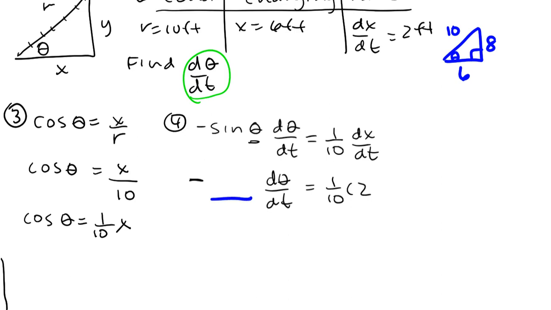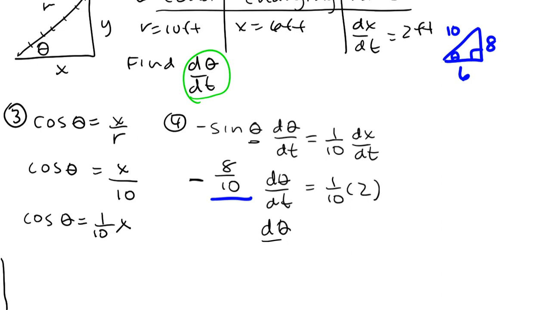Now, it would be so nice if they told us what theta is, but they didn't. But you guys, remember what sine is. It's opposite over hypotenuse. Now, I showed the work over here. Let me show you what I did. Right now, all we know is that x is 6 and r is 10. But sine of theta is going to be opposite over hypotenuse. I just copied this triangle from above. So opposite over hypotenuse is going to be 8 over 10.